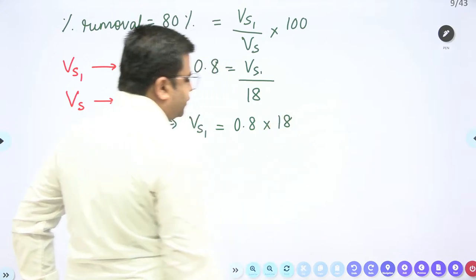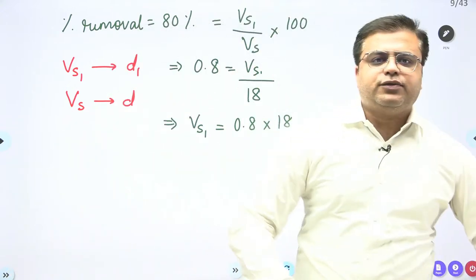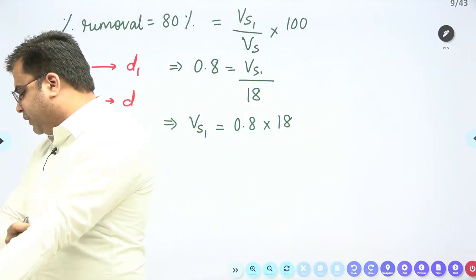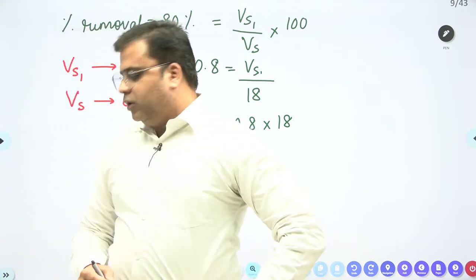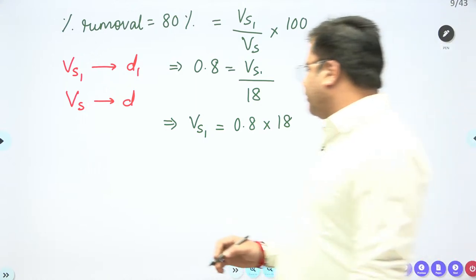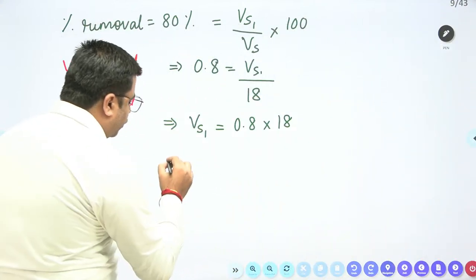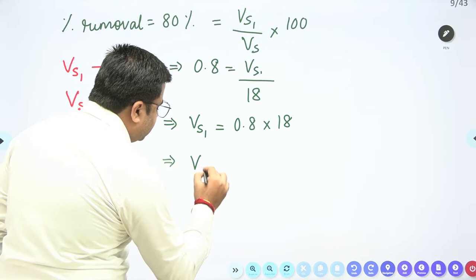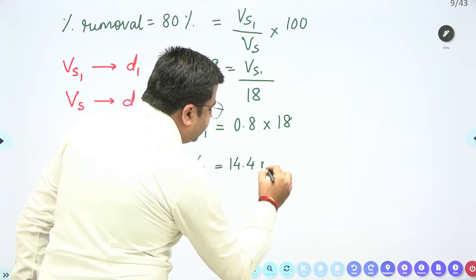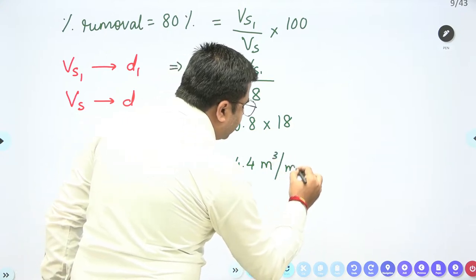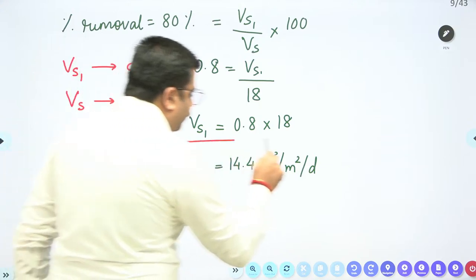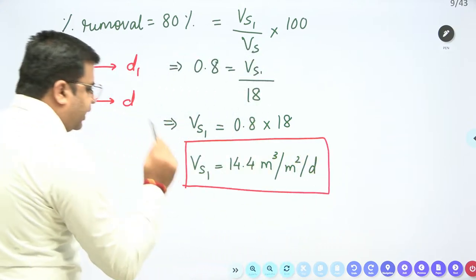Quickly get me the value of Vs1. What are you getting as Vs1? Okay, so Vs1 you have calculated as 14.4. This Vs1 is 14.4 meter cube per meter square per day, right?